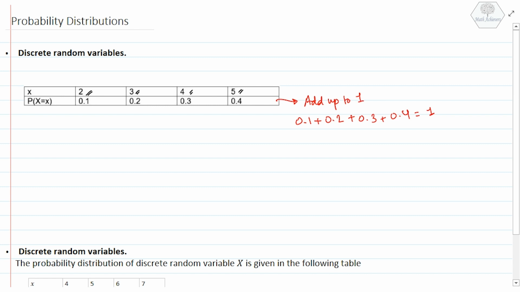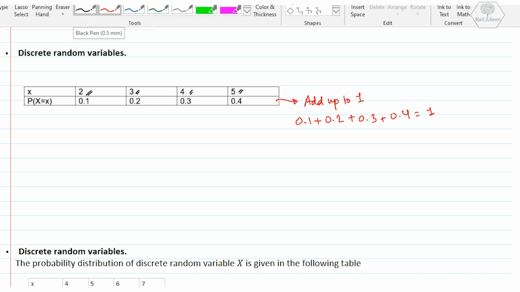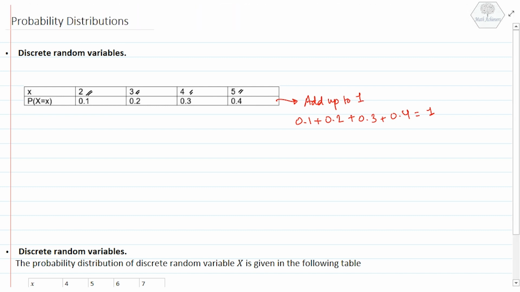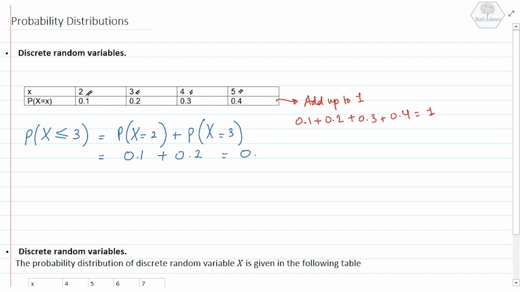The second thing that we have to know is figuring out such a probability. If I want the probability of x to be less than or equal to 3, this means I want the probability of x equal to 2 plus the probability of x equal to 3. And this is equal to 0.1 plus 0.2, and this gives me 0.3.